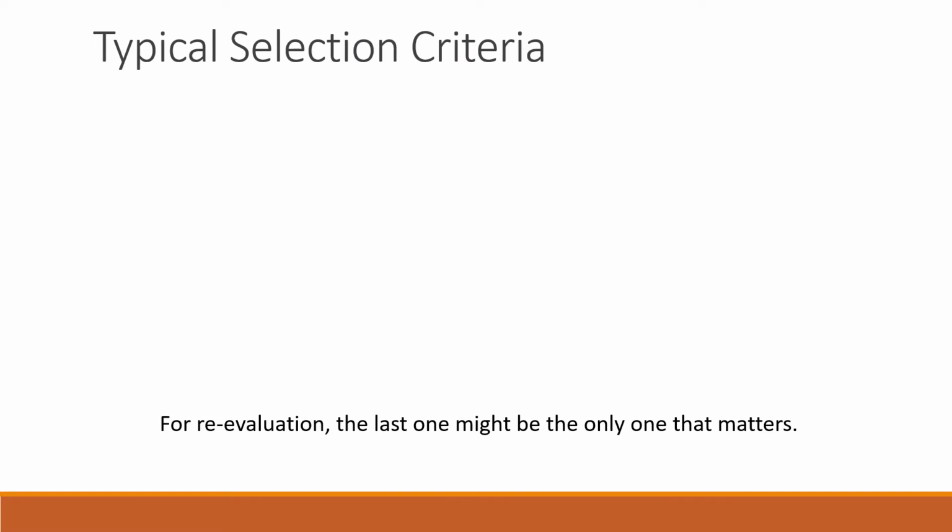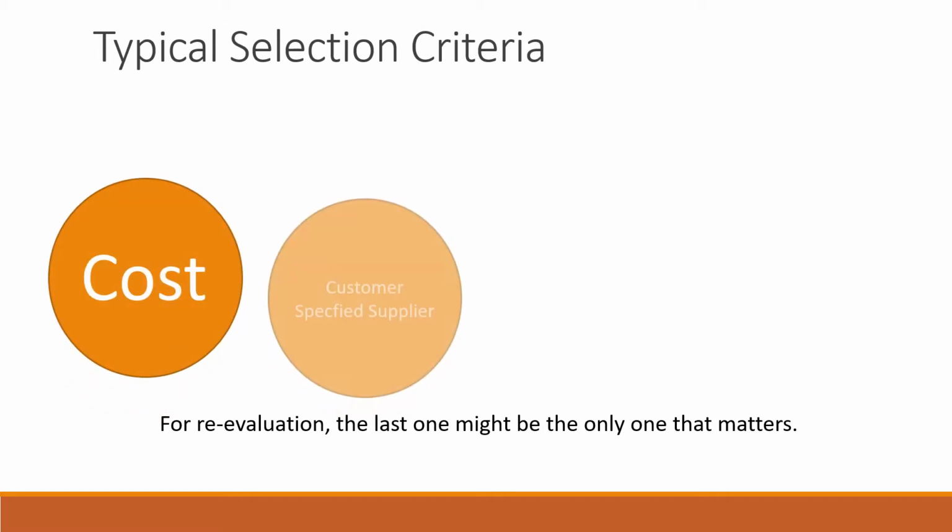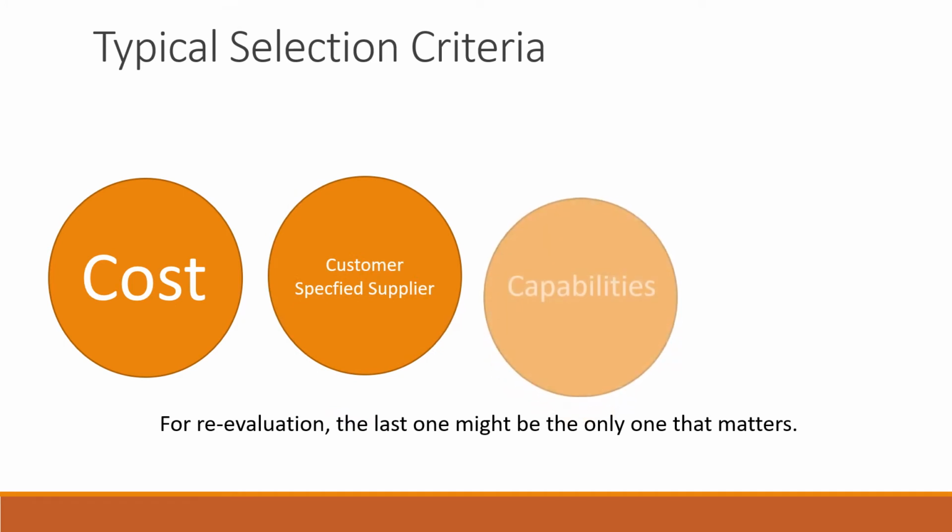Here's some typical selection criteria. Cost is a perfectly legitimate selection criteria, as is customer specified supplier capabilities and reliability. At some point in the day for re-evaluation, the last one might be the only one that matters.